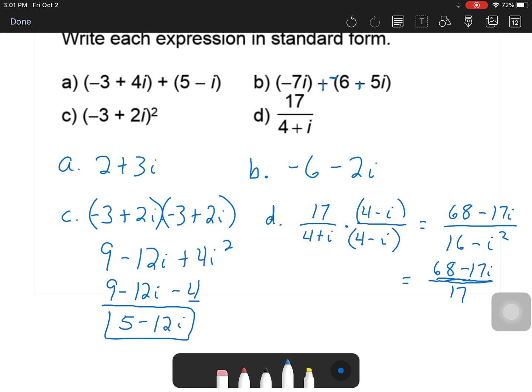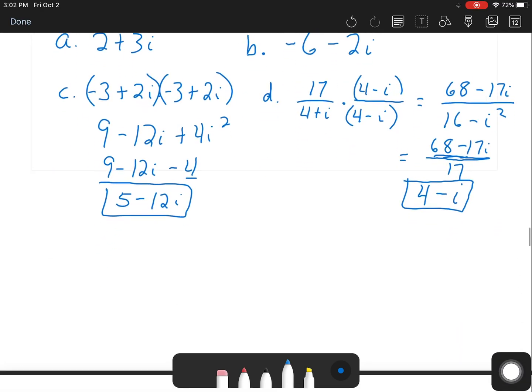And as I'm looking at this, it doesn't always work out this way, but we saw here that 17 times 4 was 68, and so these are both multiples of 17. We can reduce. 17 is a factor of both. So if I take 68 divided by 17, that's 4, and 17 divided by 17 is 1. So 4 minus i would be the simplified version of that. Okay, so all I did was divide each of those numerators by 17 since they divided evenly.